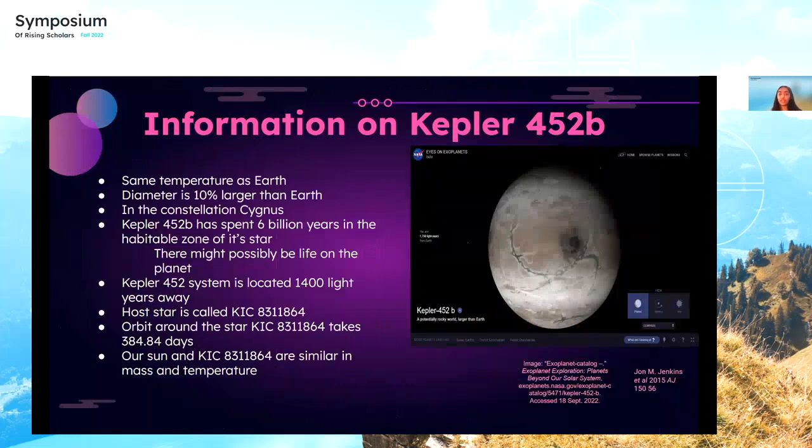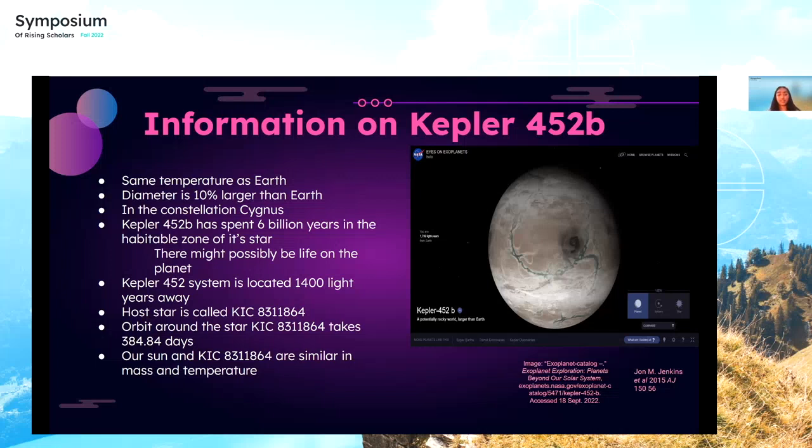So some information on Kepler-452b. It's the same temperature as Earth. Its diameter is 10% larger than Earth's, and it's located in the constellation Cygnus. It has spent at least 6 billion years in the habitable zone of its star, so there is a very good chance that there is life on this planet.